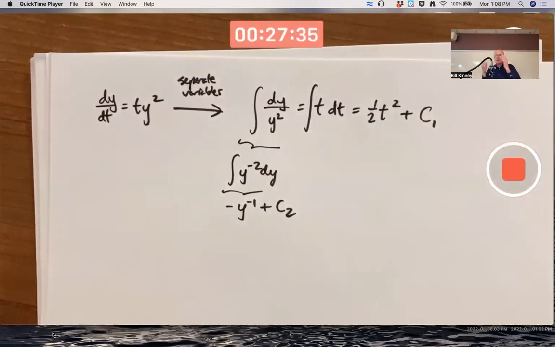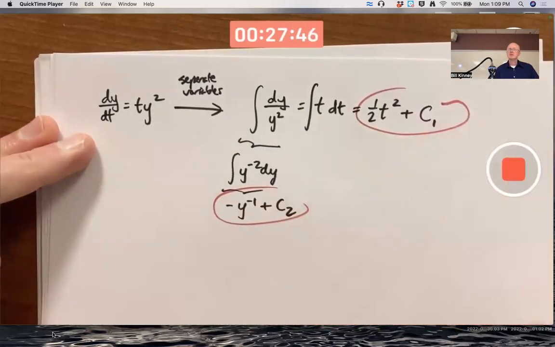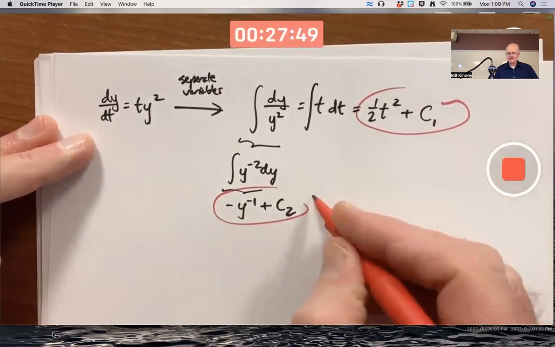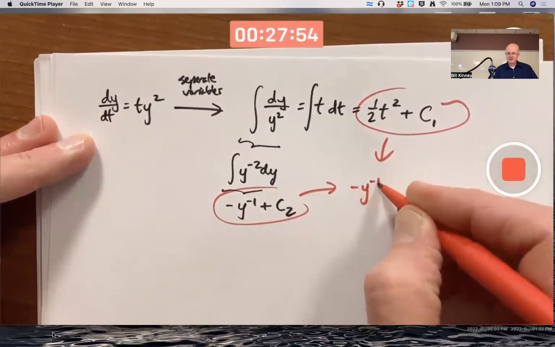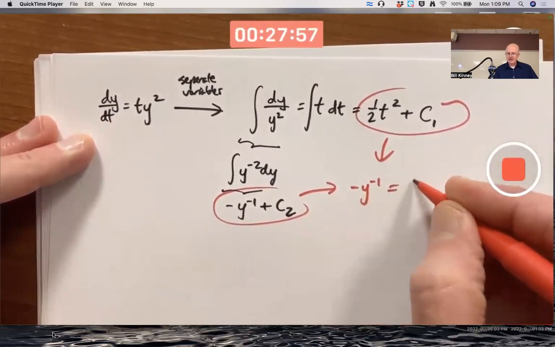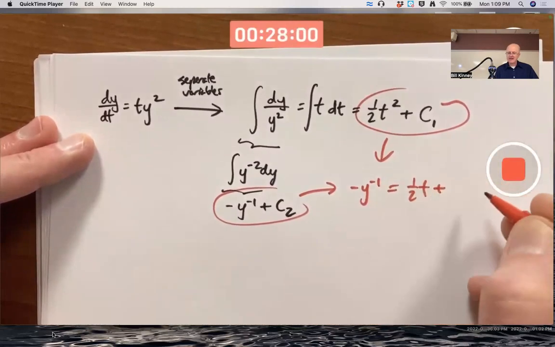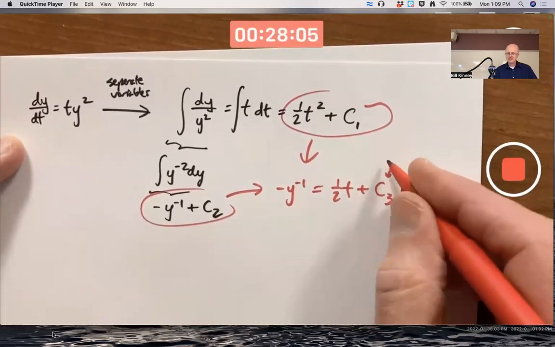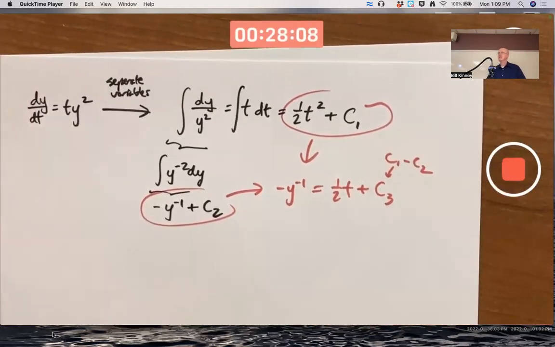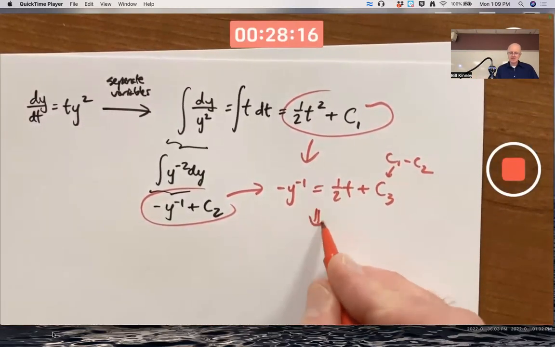Remember what your goal is. Your goal is always to solve for y as a function of t, or y as a function of x, if x happened to be the independent variable. These two things are supposed to be equal to each other. Solve for y. You could first subtract c2 from both sides and write negative y to the negative 1 is 1/2 t squared plus c1 minus c2, but you might as well just call that c3. C3 is c1 minus c2. These things are arbitrary constants, so it doesn't matter what I call them. Solve for y.